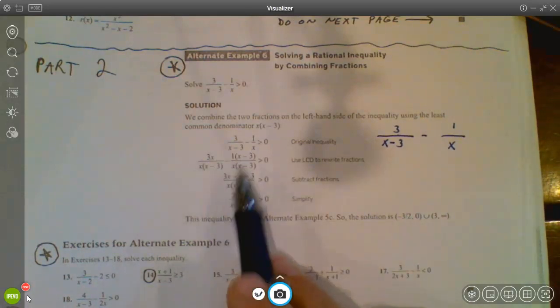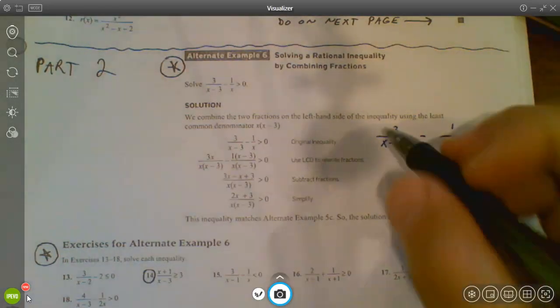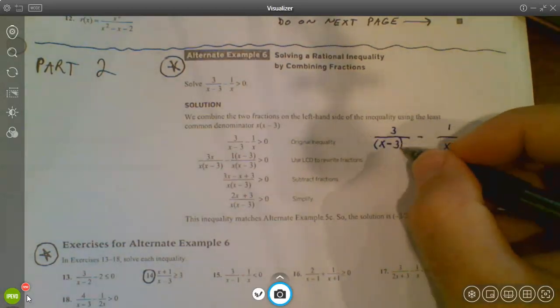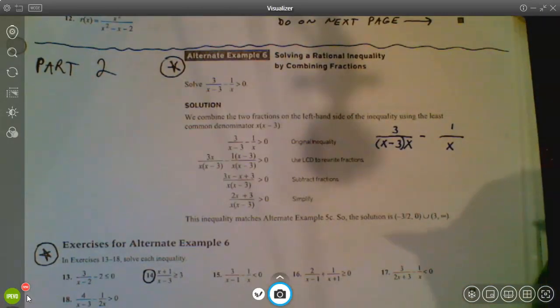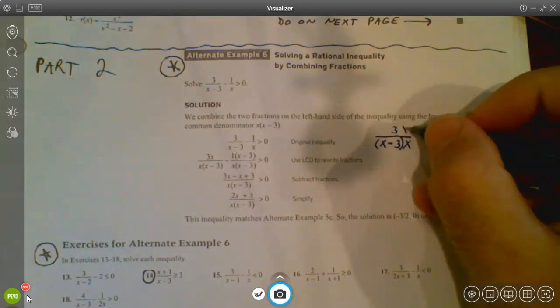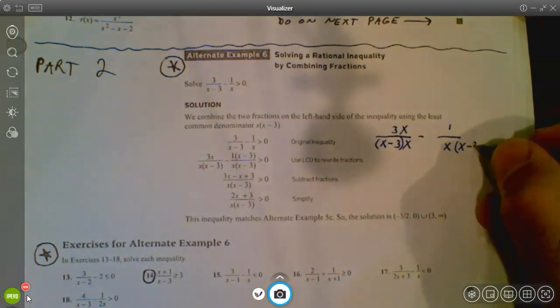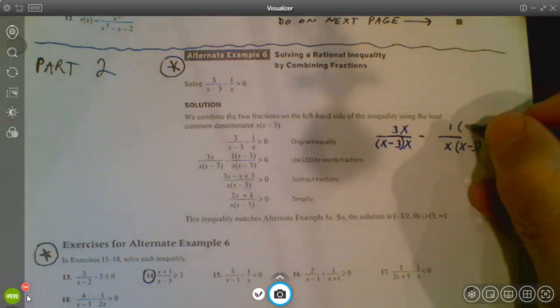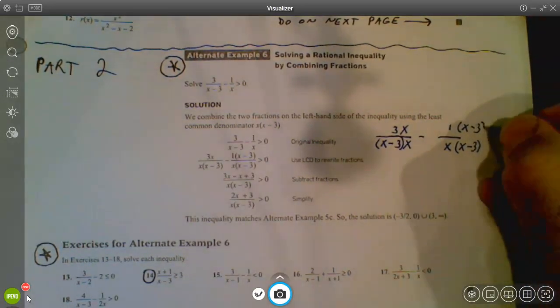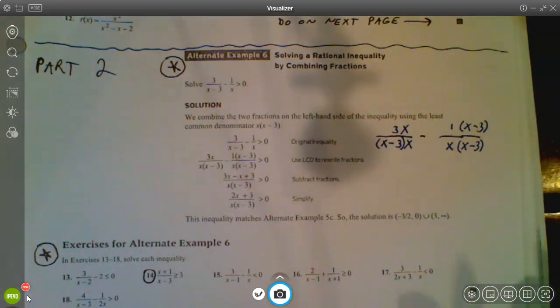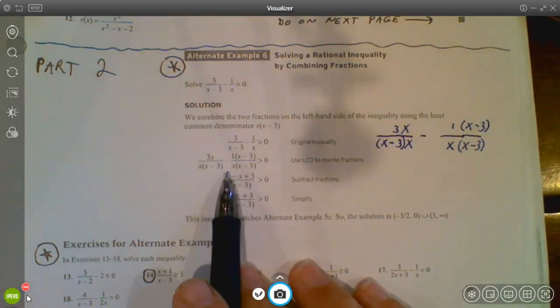How do we get the numerator? For this one, he needed the x. And remember, whatever you do to the bottom, you got to do to the top. This one needed x minus 3, so we'll do the same thing to the top. And so now when you look at those, that's where they got this line right here.